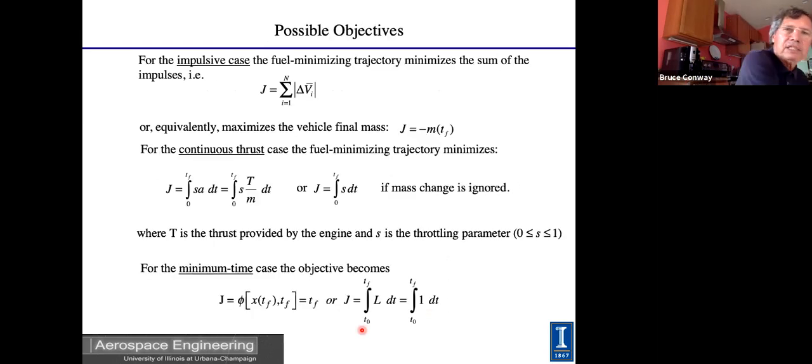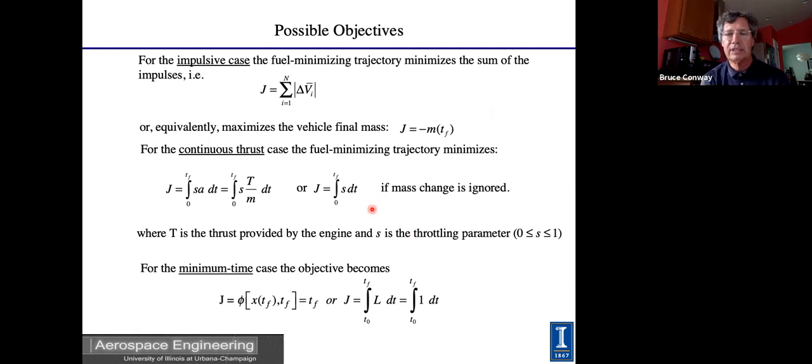Now, as far as possible objectives, in the impulsive case, usually the easiest thing to do is to maximize the vehicle final mass, which means that you minimize the propellant used. So to do that, we want to minimize the negative of the final mass, so you maximize the final mass.